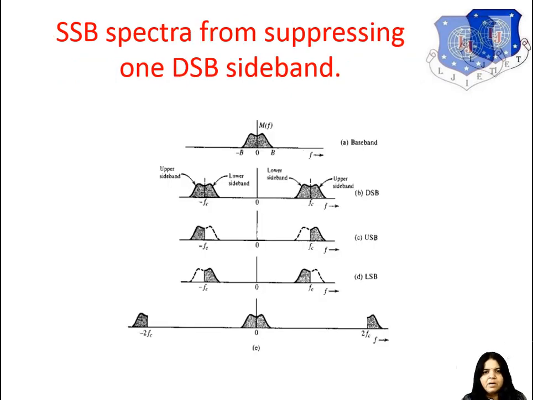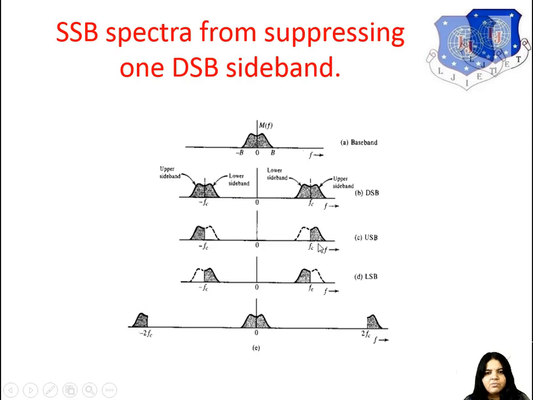Again, this is the diagram of the SSB spectra for suppressing one DSB sideband. This is the baseband signal. Now, all of you are aware of what the baseband signal is? The baseband signal is m(t), and M(f) is its Fourier transform. By converting that into the frequency domain, we can have the spectra of the signal. Again, it consists of both the upper sideband and the lower sideband.